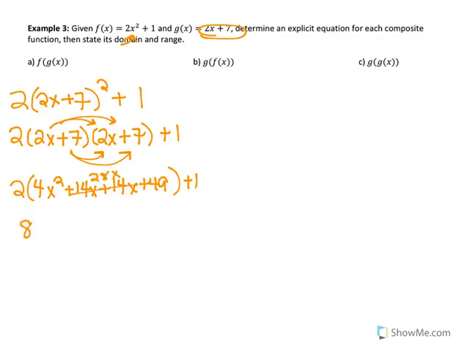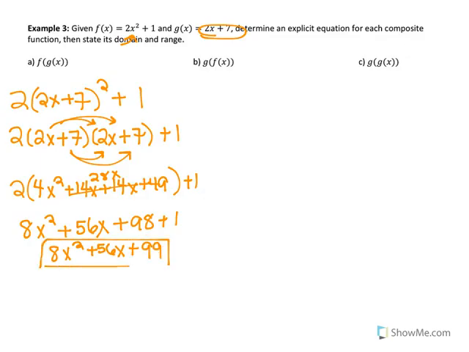So we have 8x squared plus 56x plus 98 plus 1. So this is 8x squared plus 56x plus 99. So there is our equation, our explicit equation.